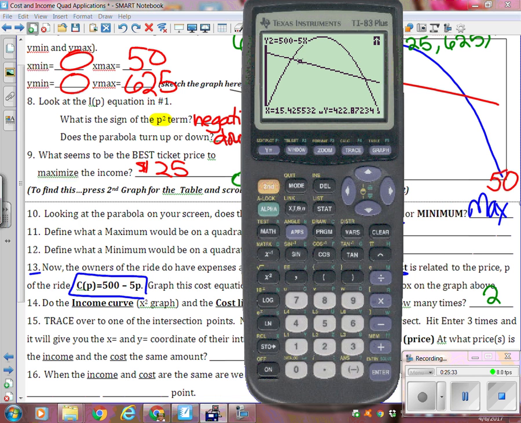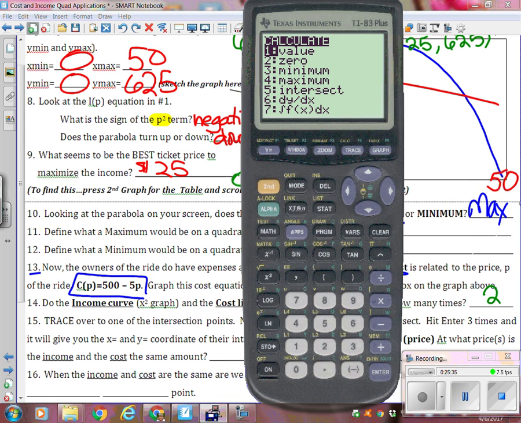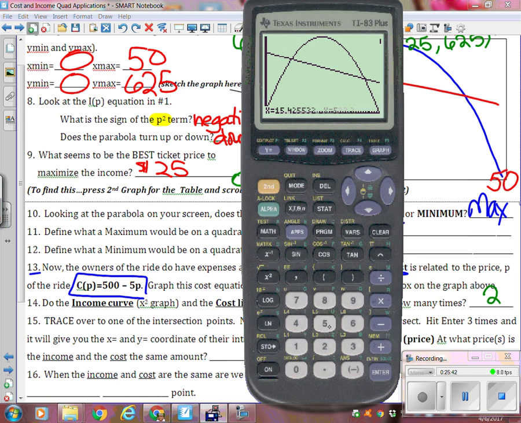Second, trace. I'm not down there at the bottom. I need to do intersect. That's number 5. And this is the easiest one to remember because guess what? Press enter 3 times. First curve, it was the top one, yes. Second curve, yes. Yes, yes.